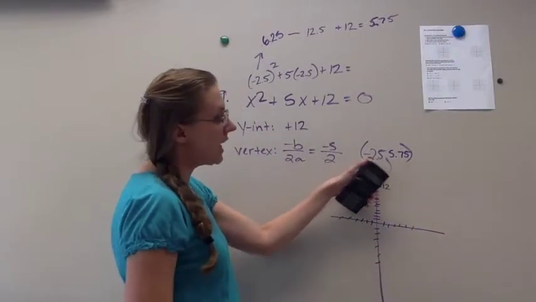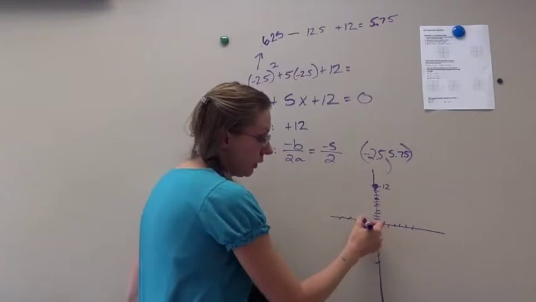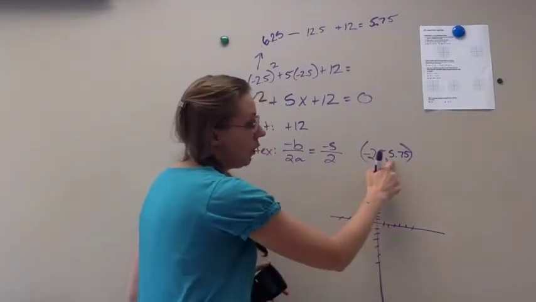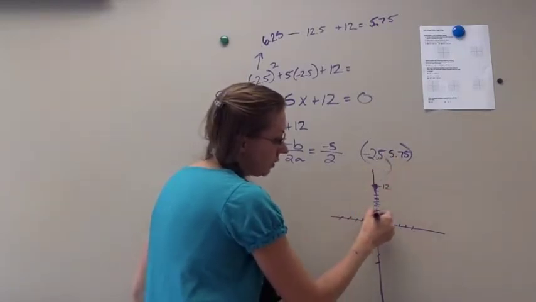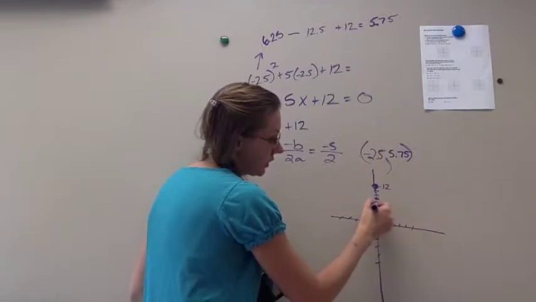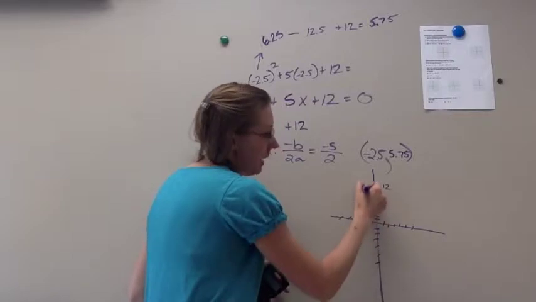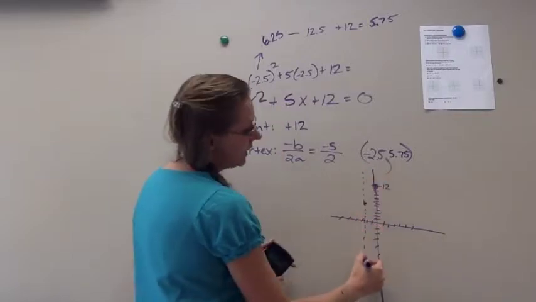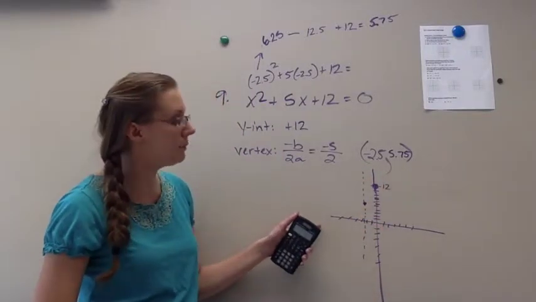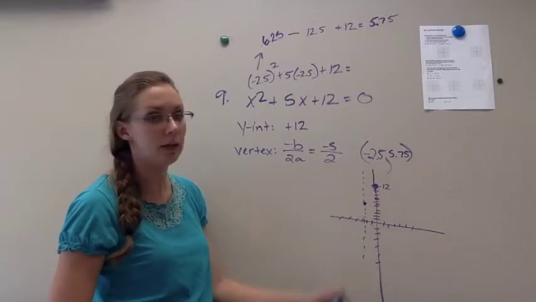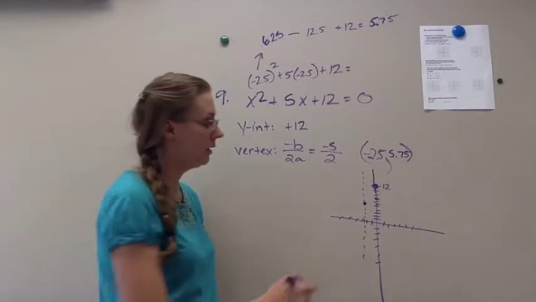So I'm going to go to negative 2.5, 1, 2, 2.5 would be here. I'm going to go up to 5.75, 1, 2, 3, 4, 5, there's 6, so it's going to be just a little bit less than that. Okay. Remember, in the directions, part A, it says, draw your axis of symmetry. This is my axis of symmetry. Make sure you draw it in.